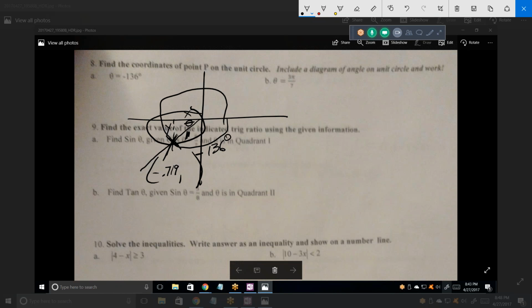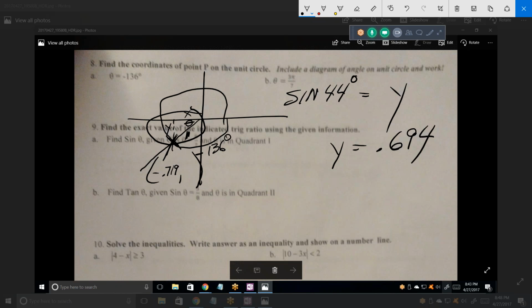What trig function relates y to 1? The opposite to the hypotenuse. Sine of theta. So sine of 44 degrees equals what? Y over 1, equals y. What's the sine of 44 degrees? Give me that number. 0.694. Should that be positive or negative? Negative. Yeah, you can see that the y is a negative measurement.